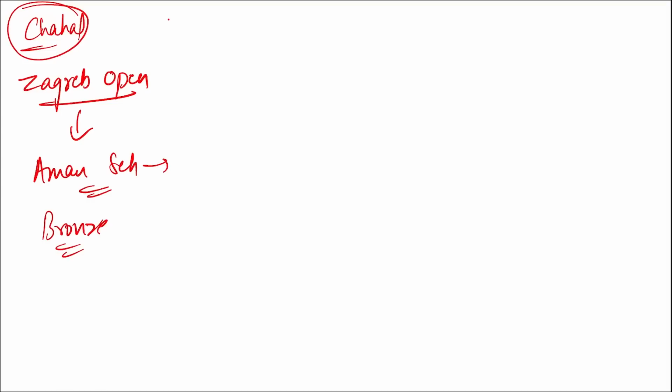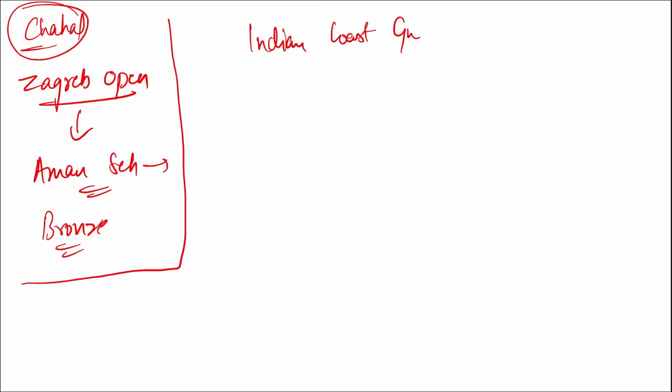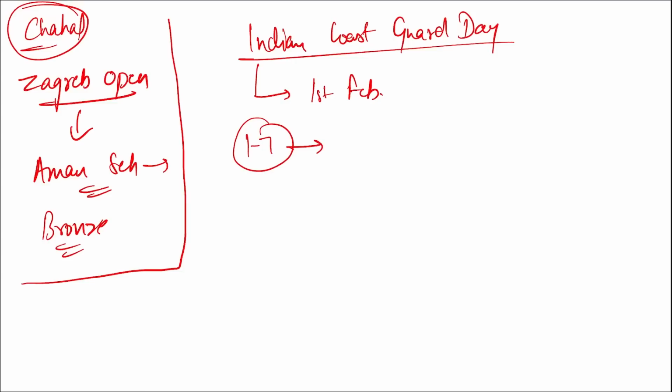Then, when do we observe Indian Coast Guard Day? Indian Coast Guard Day. When do we observe this? It is observed on 1st of February. Then from 1st to 7th we observe World Interfaith Harmony Week. Then on 2nd of Feb we observe World Wetlands Day. The theme is It's Time for Wetland Restoration.